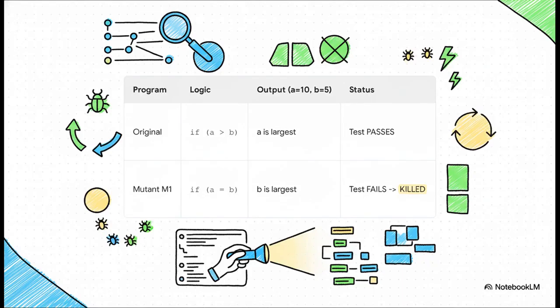Let's see what a kill looks like in practice. So, in our original program, we have a simple check, if A is greater than B. But our mutant, M1, changed that to if A equals B. Now, we run a test case where we know what should happen. We set A to 10 and B to 5. The original code passes, no problem. But the mutant? It gives the wrong answer, which causes our test to fail. And that's a win. We've killed the mutant, which proves this test case is actually useful.